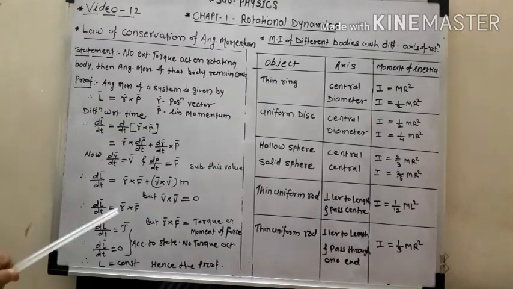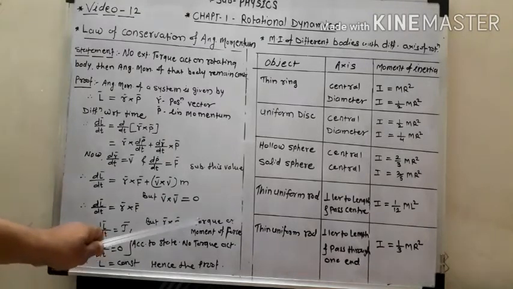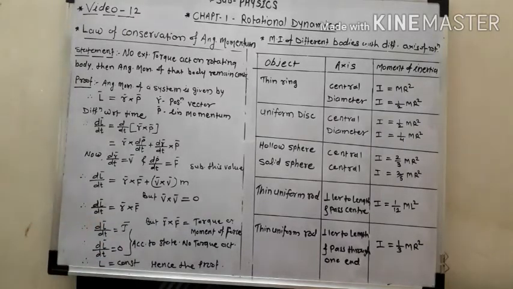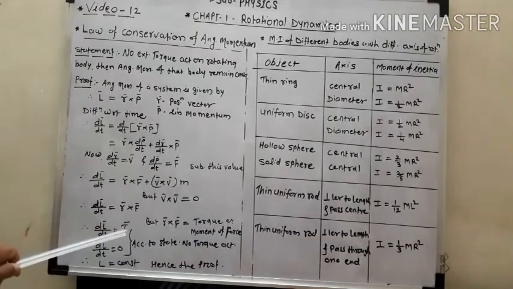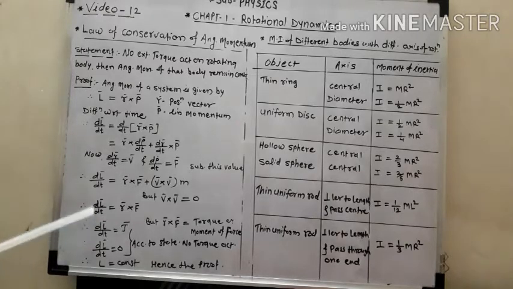And we know that this R̄ × F̄ is nothing but the torque. This is the product of force into moment arm, force into perpendicular distance. This product is nothing but a torque. We know this in 11th standard, moment of couple or torque. Torque is the product of force and distance, that is the moment arm. Therefore, we can write R̄ × F̄ is equal to torque denoted by the letter tau. Substituting this tau, we can write here dL̄/dt = τ̄.